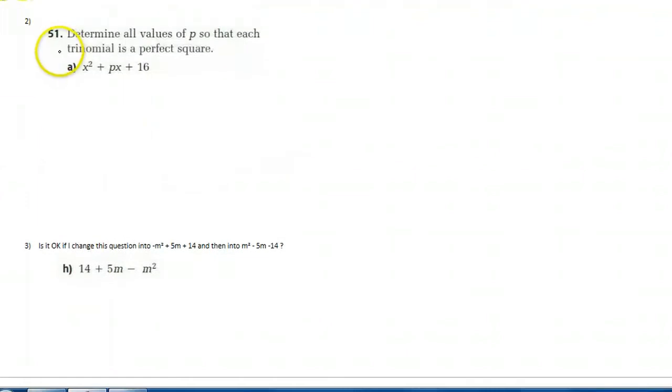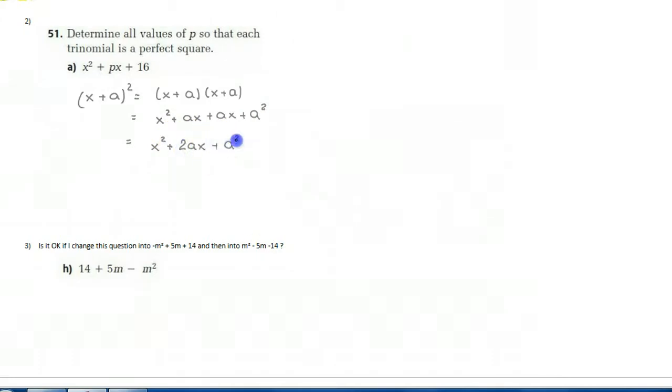So we want to determine all values of p so that each trinomial is a perfect square. Now, this is part A of this question. So remember, a perfect square trinomial is a case where I have x plus a squared. So if we expand this out, we end up with x plus a times x plus a. And I can expand this so I get x squared plus ax plus ax plus a squared, and I have x squared plus 2ax plus a squared.